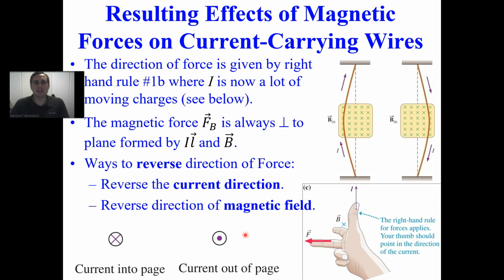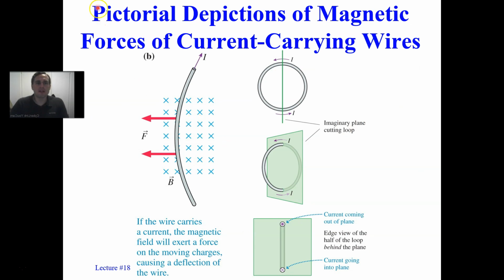Okay? So that last one was the effects of magnetic forces on current carrying wires. What about some pictorial depictions of these magnetic forces on current carrying wires? It turns out this causes wires to be deflected. So IL cross B is the direction of the magnetic force. If the wire carries current, the magnetic field will exert a force on moving charges, causing the wire to deflect. Now, what if we have a slightly different situation?